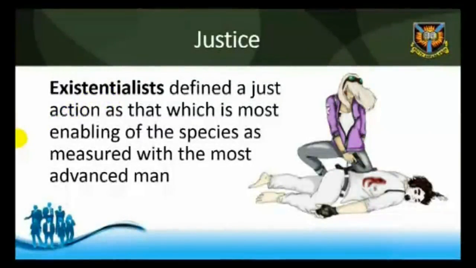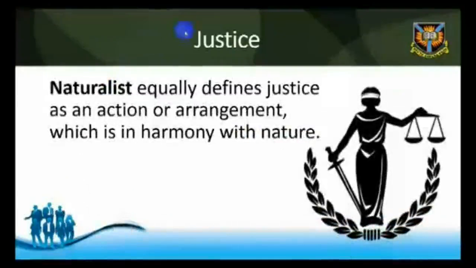Existentialists define a just action as that which is most enabling of the species as measured with the most advanced man. The problem here is that justice is regarded as an individual attribute, whereas it is a social web. The naturalist equally defines justice as an action or arrangement which is in harmony with nature. The problem with this definition is that the natural order involves cruelty and deprivation. Animals and plants need to consume other things in nature in order to survive.